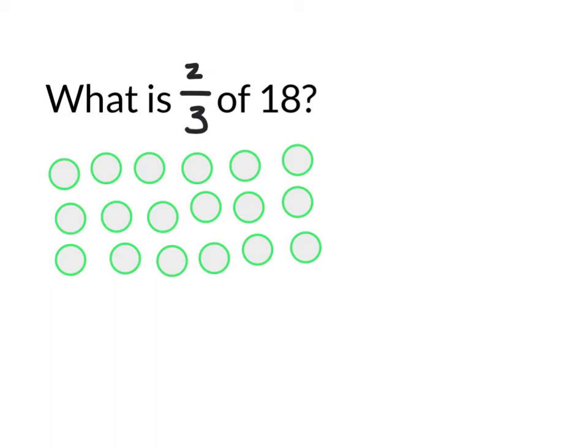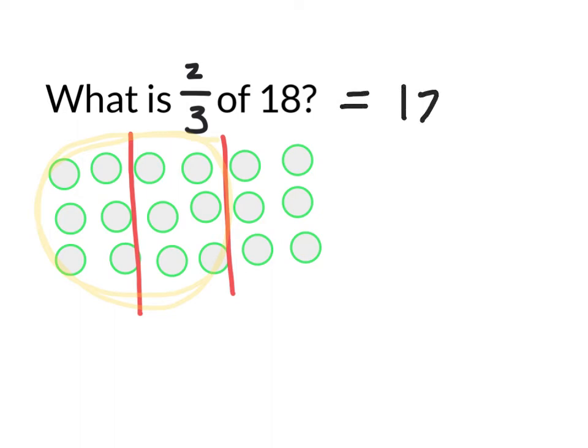In order to use my picture strategy, I need to divide my 18 marbles into 3 equal groups, into thirds. So that would be like so. Now I have divided my marbles into 3 sections, and I would like to give my friend 2 of those thirds. So that would be 2 sections. So how many marbles am I giving my friend? 1, 2, 3, 4, 5, 6, 7, 8, 9, 10, 11, 12. So 2/3 of 18 is 12.